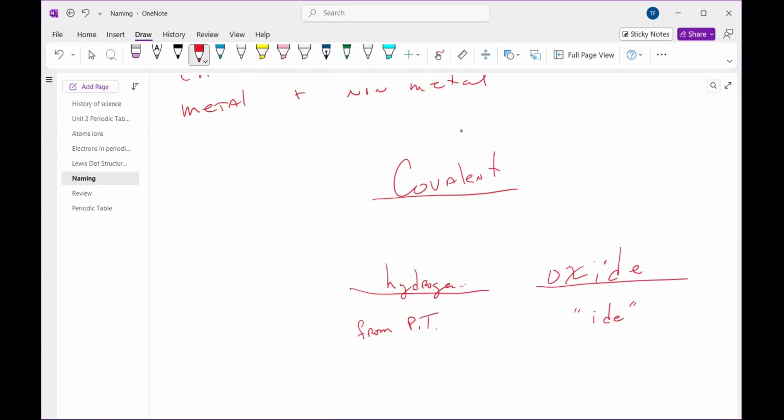Okay, how many H's are in water? Two, so that makes it a dihydrogen. Now you can say monooxide. Now, mono is one of those weird things. If it's in the beginning, it's optional. If it's in the second part, it's not optional. So water is called dihydrogen monoxide.